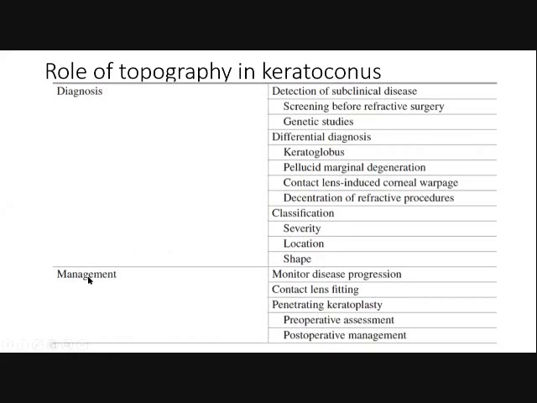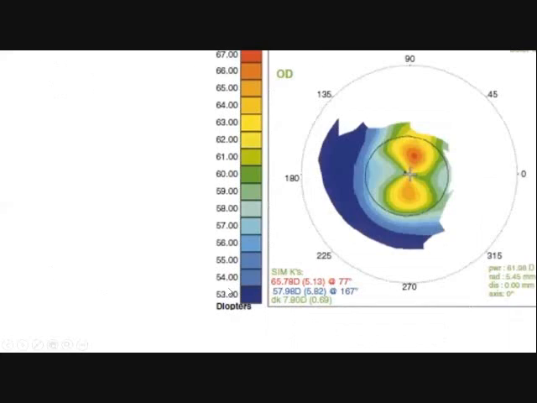Then the role in the management. What is the role in the management? We want to monitor the disease progression, whether it is increasing or not. And when we want to fit a contact lens, we want to have the basic data, how much the cornea is curved, so what type of corneal lens will be required. Similarly, in penetrating keratoplasty, we want to see preoperatively at what points the cornea is more steep, and similarly postoperatively at what points the cornea is more steep.